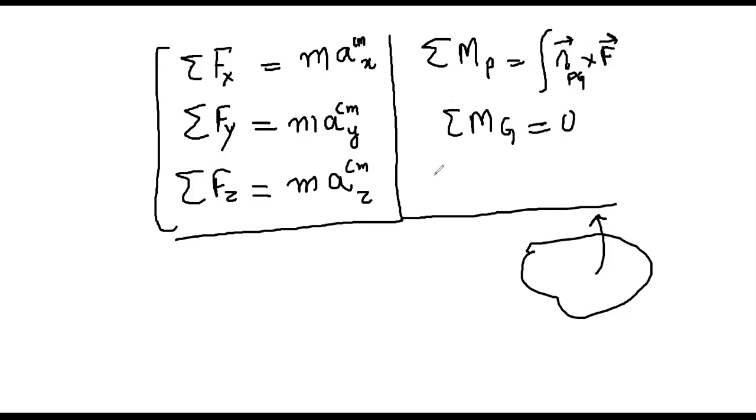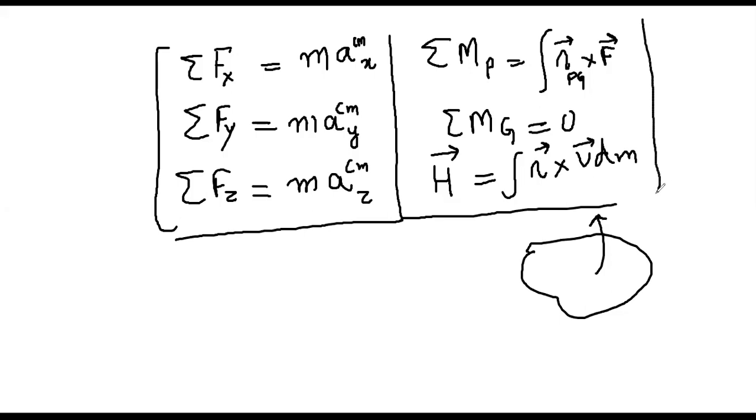And we have the angular momentum of the rigid body equal to the integral of r cross v dm. This is one more equation. Apart from this, we have the angular momentum H equal to I times omega. I is the moment of inertia about the perpendicular or z-axis, and omega is the angular velocity.